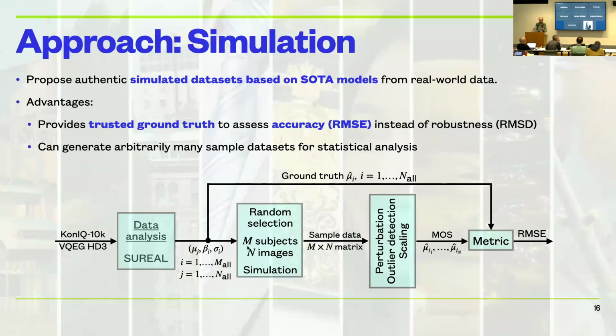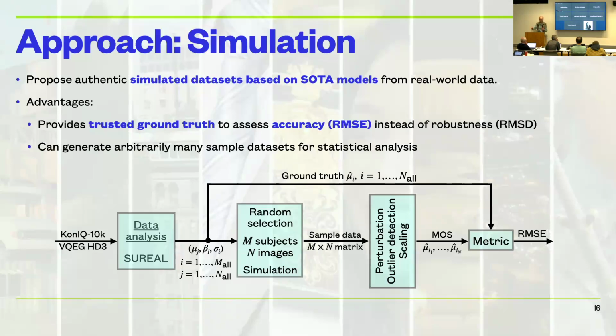We select M subjects from this model and N images from the data set, and simulate the ratings of these subjects for these N images. And so we get a sample data, which is just an M times N matrix. Then we can perturb it with any type of spammer or whatever we use for the adversarial attack, and then do the outlier detection with whatever method we use, do the scaling, and get the MOS estimates and compare these estimates with the ground truth. So then we get the RMSE.